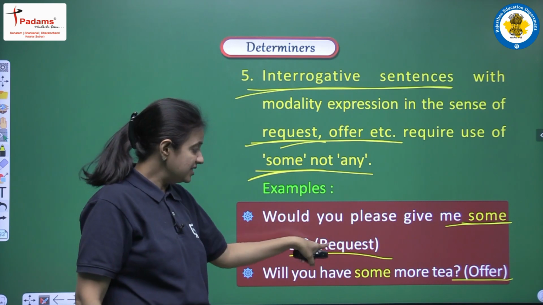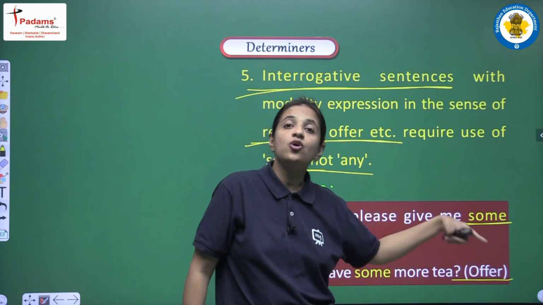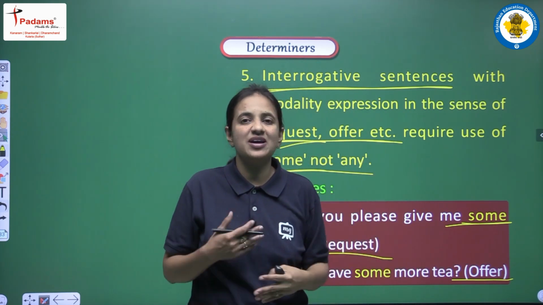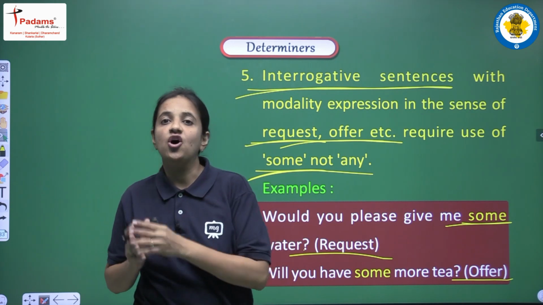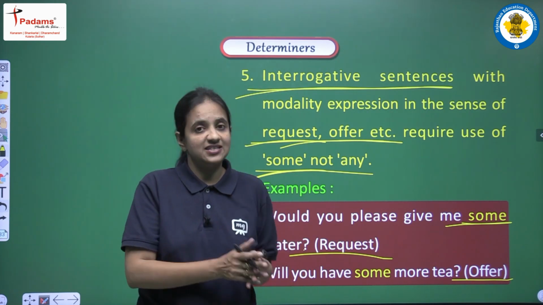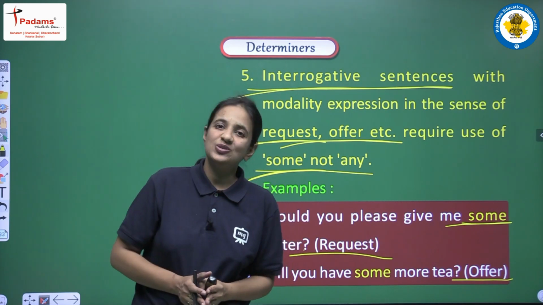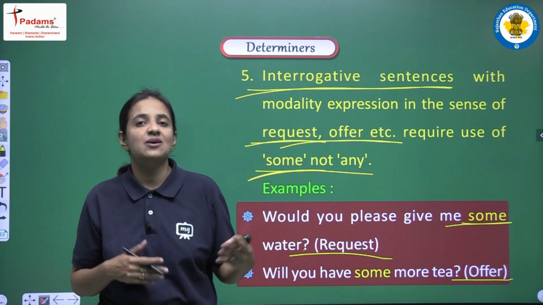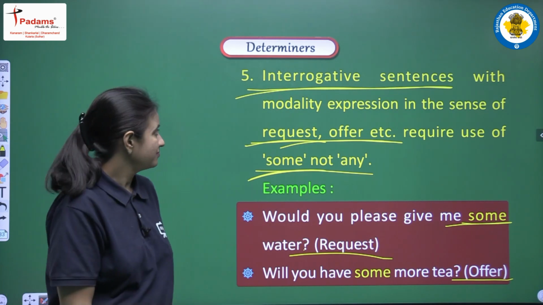Why? Because in this sentence we are having some request, and in this sentence we are offering something, giving some kind of offer, and this is the reason we have to use some in the place of any. So yes, this is the exception: if the sentence is interrogative, then also we have to use some if there is some kind of request or some kind of offer.